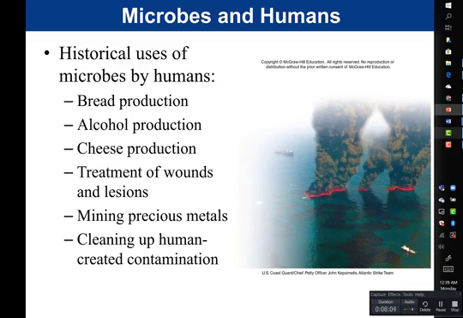Microbes can be used to help with treatments of wounds and lesions. They can be used to produce antibiotics, for example. They can be used to mine precious metals. They can be used to clean up human-created contamination. So like an oil spill, for example, there are microbes that naturally can consume the oil that spills into water. And so this bacteria can be put into the water and it can naturally digest and break up the oil that spilled into the water.